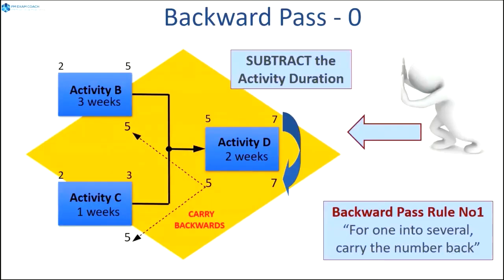So we get to the end of the diagram and we take the longest date, the 7, we switch it around down to the bottom and we say we're going to start going backwards. And rule number 1, for 1 into several, we carry the number back. So we had an end date of 7 and we subtracted 2 weeks from it to get 5. And now 5 is going to pay back to those other activities.